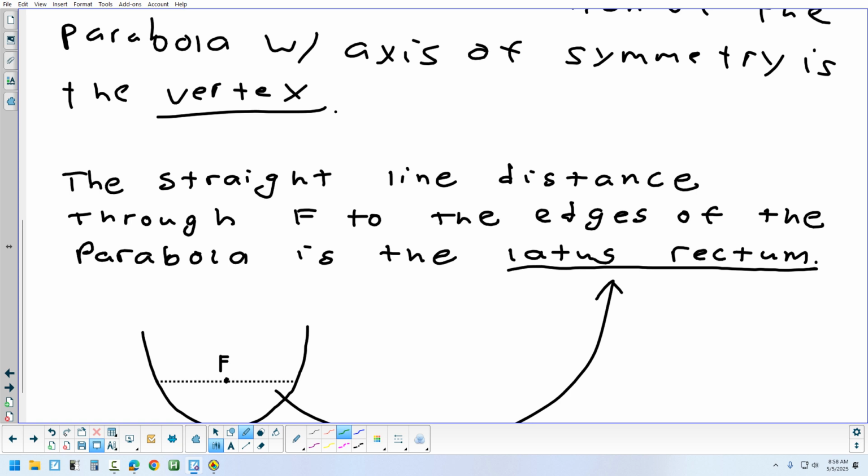Now, you can measure the width of the parabola, but the width is always changing. It depends where you measure the width. Well, if you measure the width through the focus, they call that the latus rectum distance. I don't know why. That's what they use. We don't focus on finding that a lot. As far as applications, we don't use this distance very much. But if they ever ask you to find it, it's the width of the parabola through the focus.